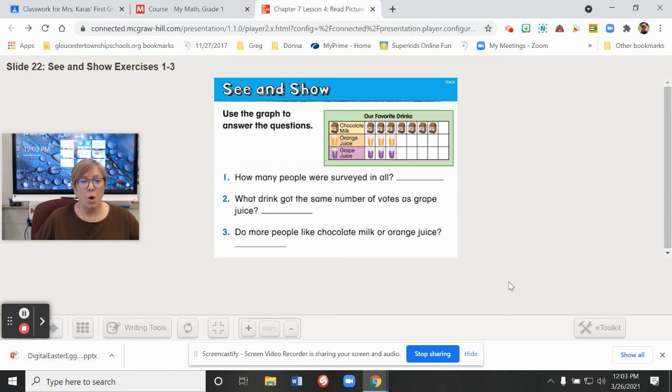Number 2, what drink got the same number of votes as the grape juice? Pause and answer. Number 3, do more people like chocolate milk or orange juice? Pause and write your answer.